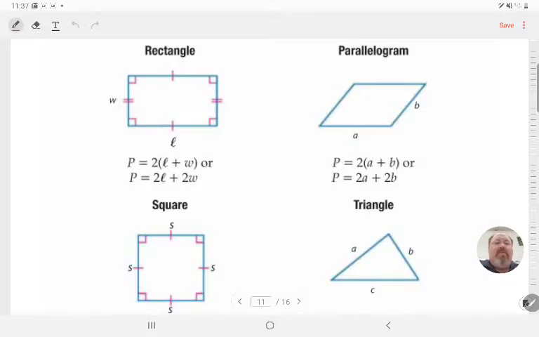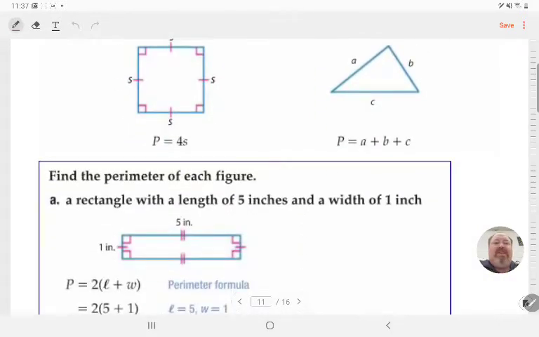So the perimeter of a rectangle would be 2 times L, or length, plus W, or width, or we could say 2L plus 2W. On a parallelogram, we could say 2 times sides A plus B, or 2A plus 2B. On a square, we could say 4 times S, or 4 times a side. And a triangle, you just have to add all three together, side A, side B, and side C.